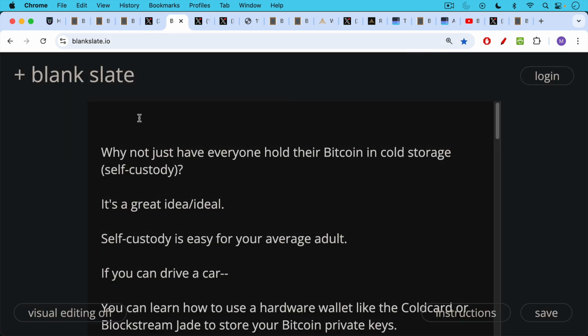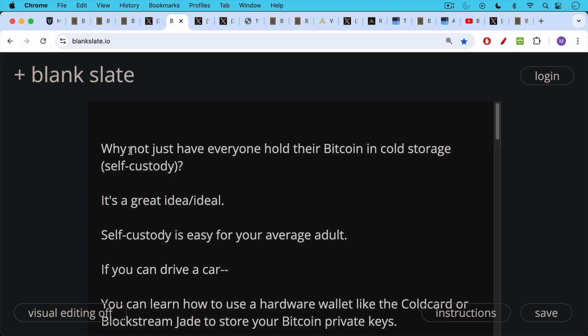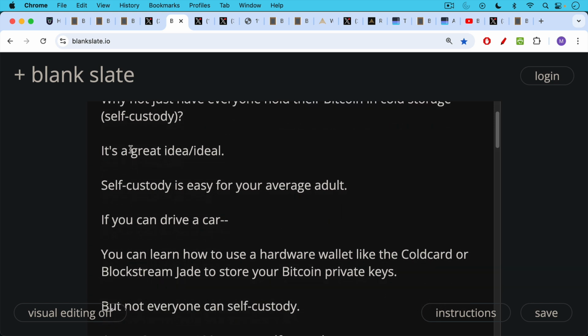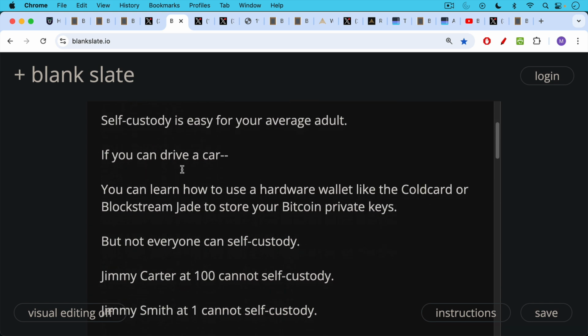So why not just have everyone hold their Bitcoin in cold storage in a form of self-custody? It really is a great idea. It's an ideal to be strived for. Self-custody is easy for your average adult, believe it or not. If you can drive a car, you can learn how to use a hardware wallet like the Cold Card or the Blockstream Jade to store your Bitcoin private keys.